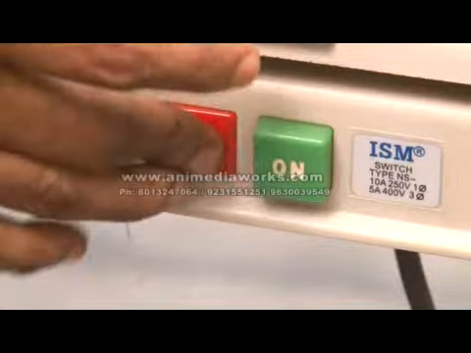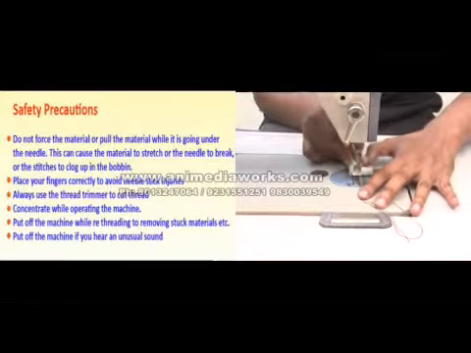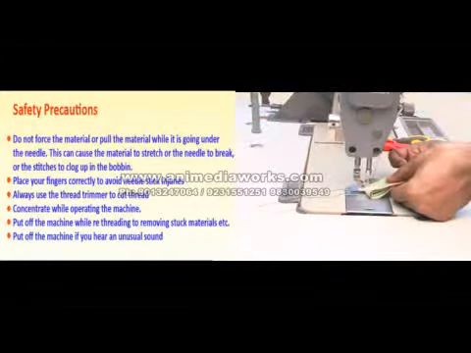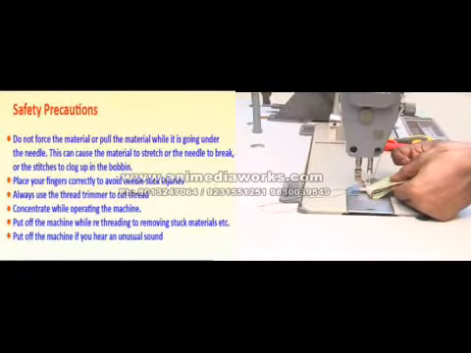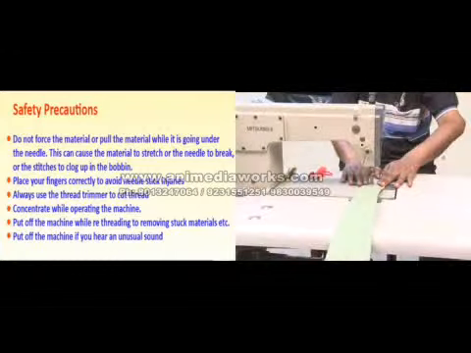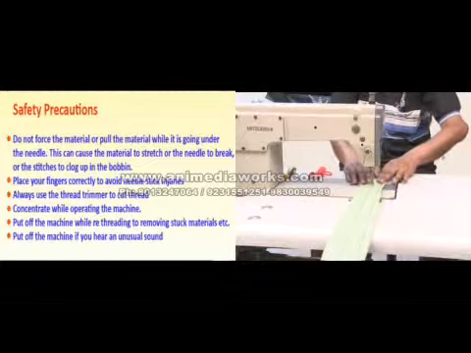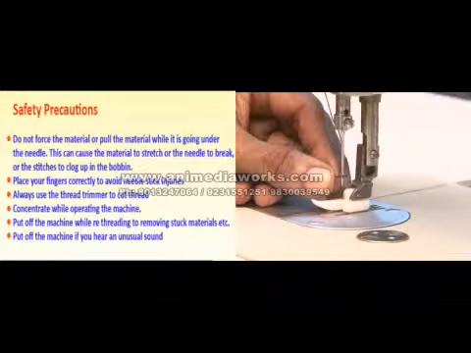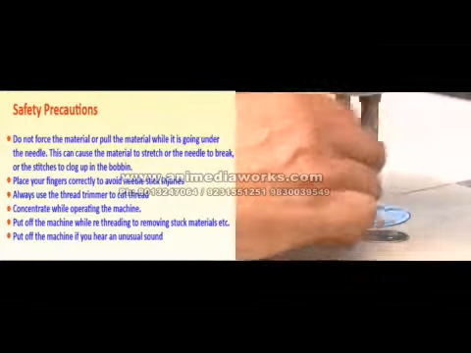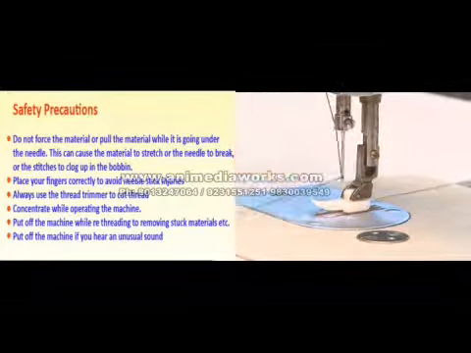Switch off the machine. Safety precautions. Do not force the material or pull the material while it is going under the needle. This can cause the material to stretch, or the needle to break, or the stitches to clog up in the bobbin. Place your fingers correctly to avoid needle stick injuries. Always use the thread trimmer to cut thread. Concentrate while operating the machine. Put off the machine while rethreading or removing stuck materials, etc. Put off the machine if you hear an unusual sound.